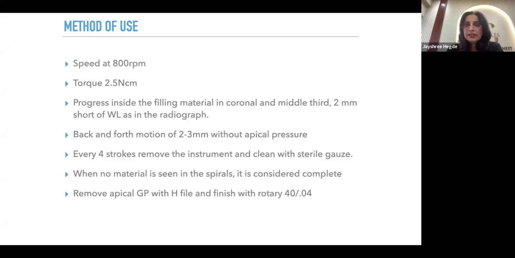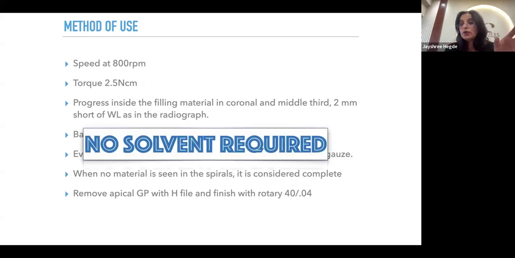So this is how you use them: 800 RPM, 2.5 Newton centimeter torque, and you slowly use it, just like your rotary instrument, brushing it out so that it grabs. You can see that it's just like your H file. So it has a positive rake and it can remove all the GP from there. And the good thing over here is no solvent is required. You don't have to use a solvent here. You can use only the instrument.